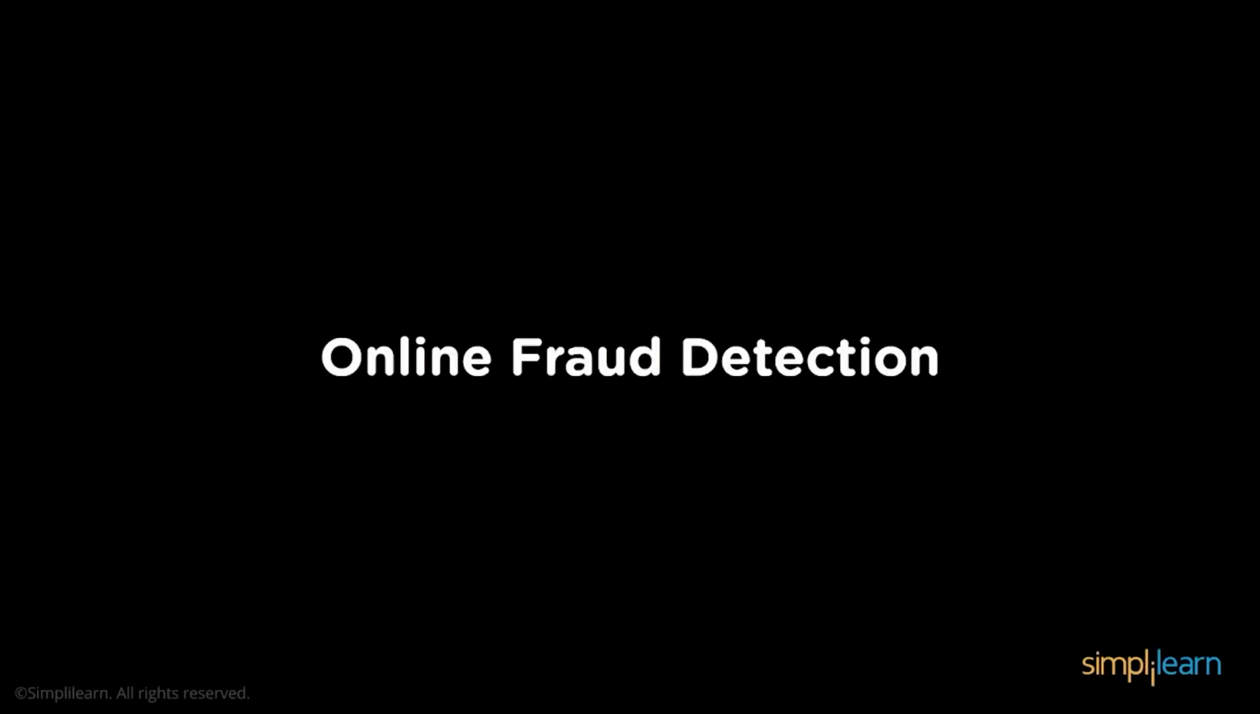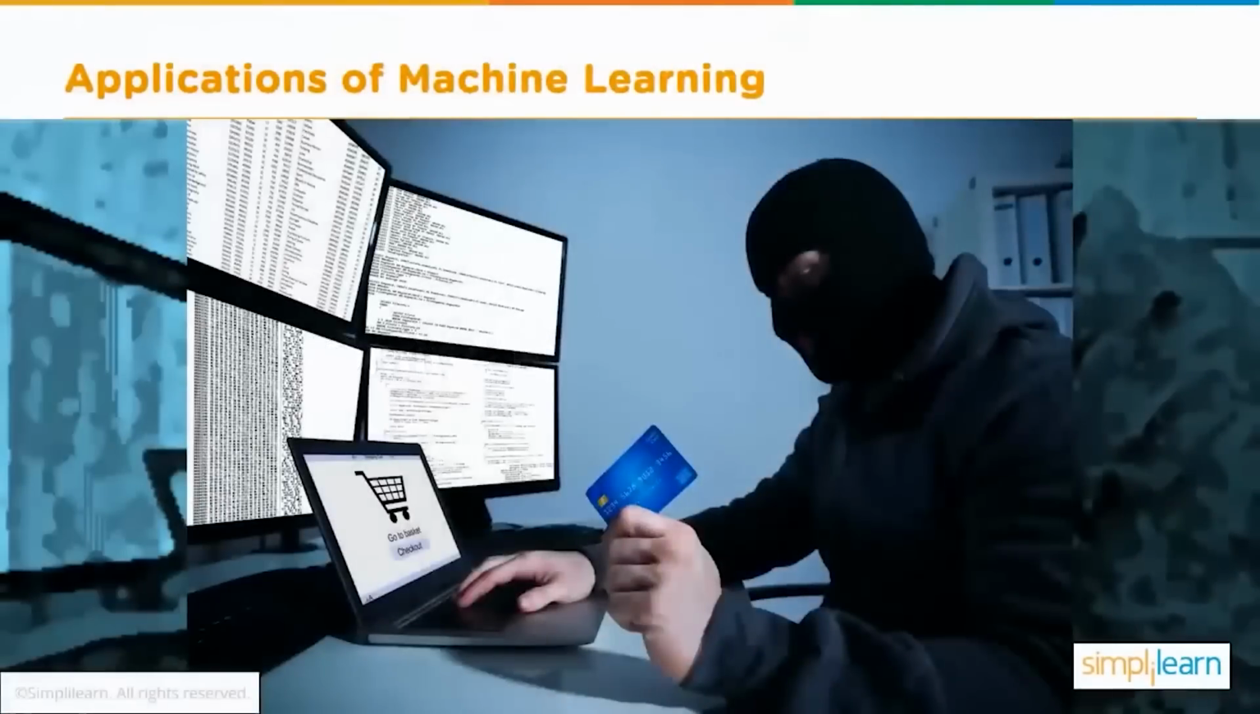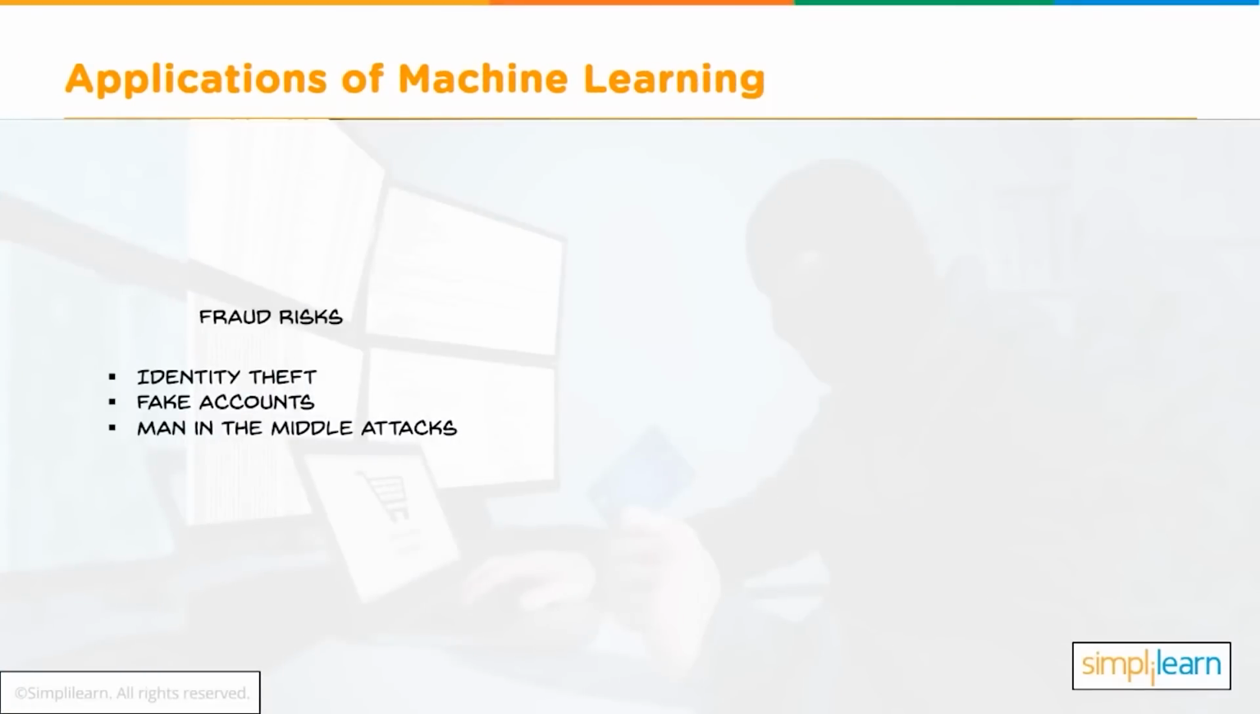Next, we have online fraud detection. There are several ways that online fraud can take place. For example, there's identity theft, where they steal your identity; fake accounts, where these accounts only last for as long as the transaction takes place and stop existing after that; and man-in-the-middle attacks, where they steal your money while the transaction is taking place.